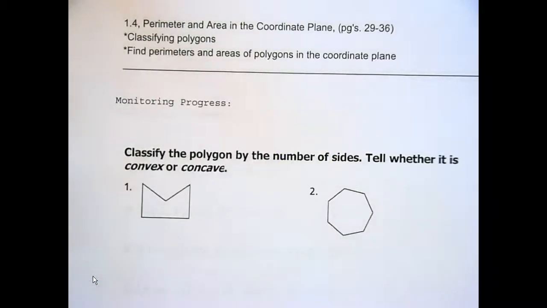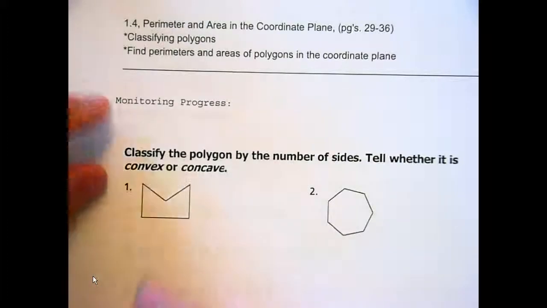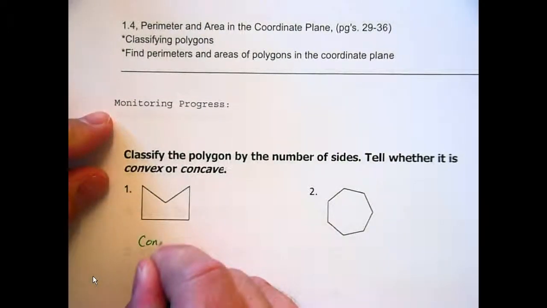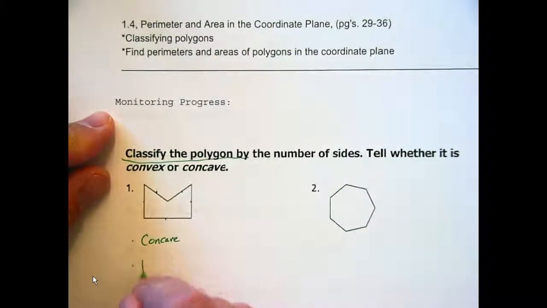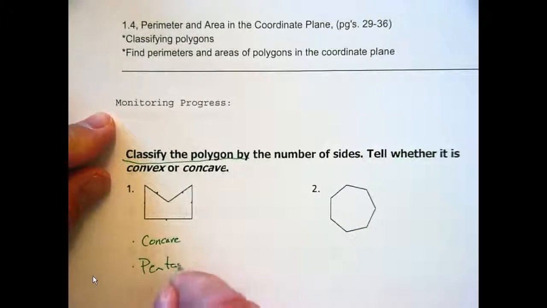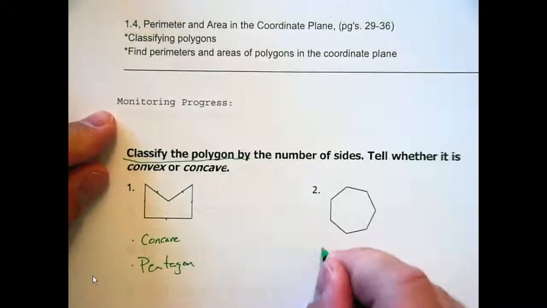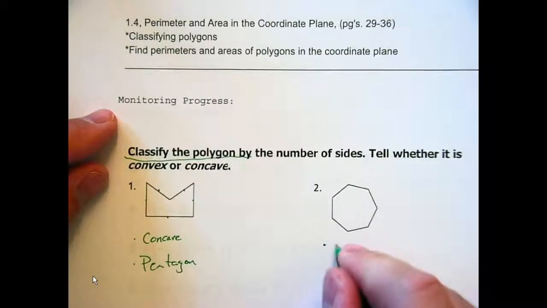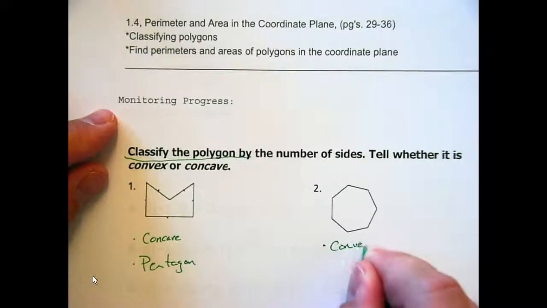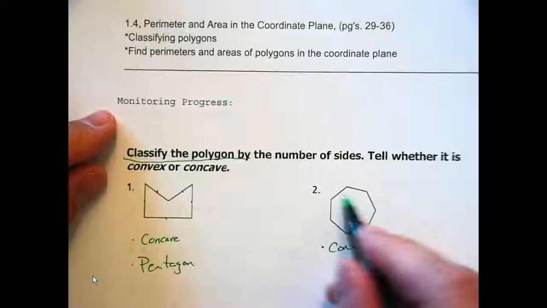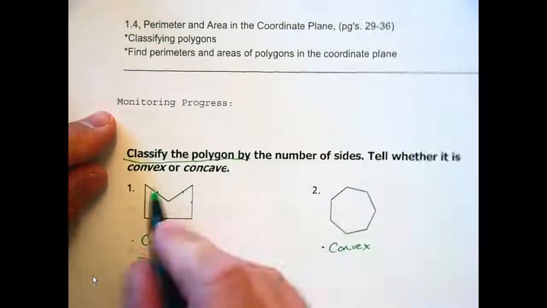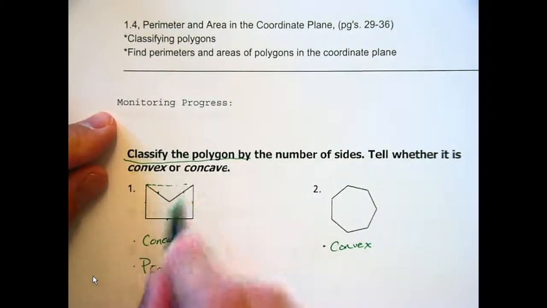Number one, what type of shape is that? It is concave. It is 1, 2, 3, 4, 5, which is a pentagon. So it is a concave pentagon. Number 2, concave or convex? Convex. Yes, convex. You cannot connect any diagonals that would lie on the outside. This one, on number 1, the diagonal was on the outside.